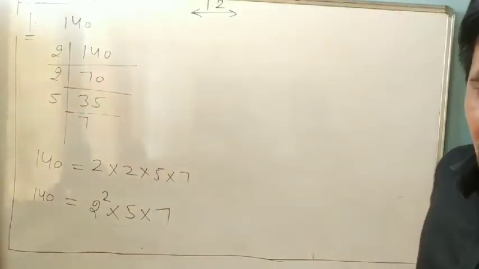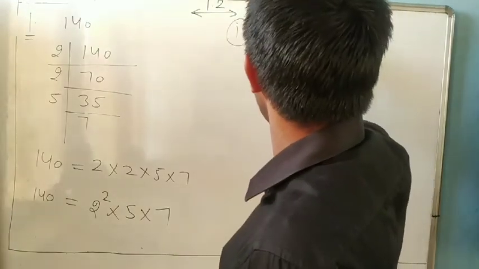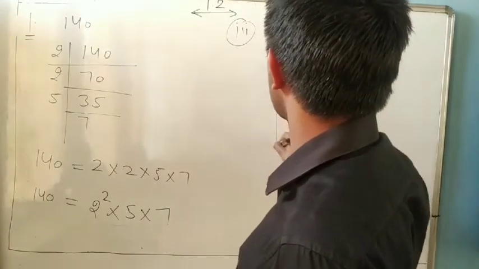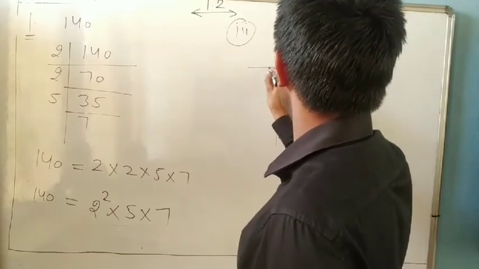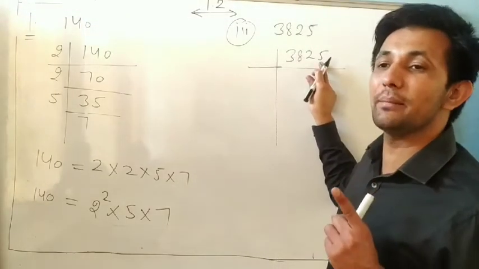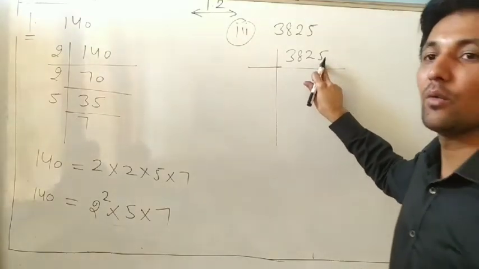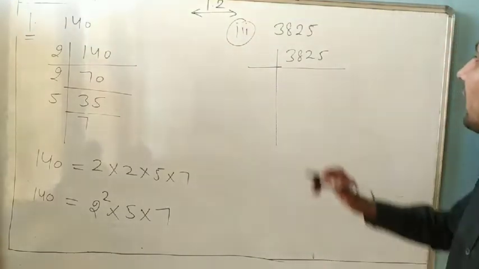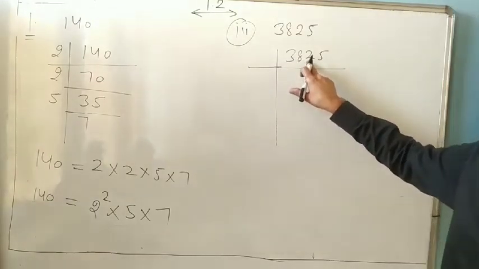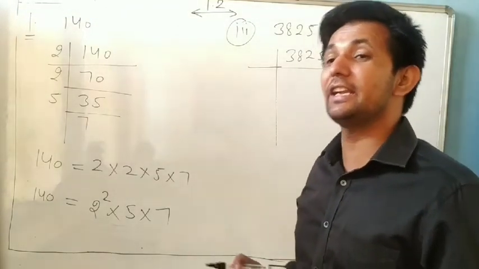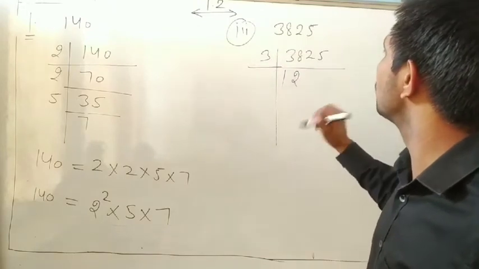Understand it? Next, third part, 3825. So we will take its prime factors. Can we divide by 2? No. If the unit digit is divisible by 2, then we can divide by 2, but the unit digit is 5, so we cannot divide by 2. Now can we divide by 3? 8 plus 3, 11. 11 plus 2, 13. 13 plus 5, 18. 18, can we divide by 3? Yes. So it will be divided.